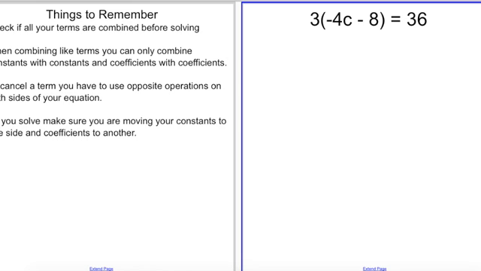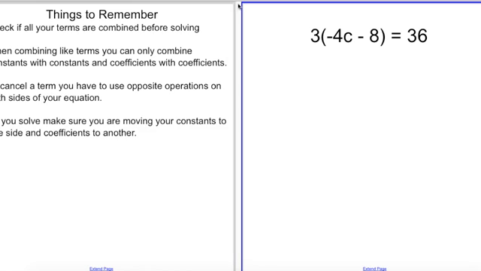Now, in our next example, we do have a distributive property problem. So these follow their own rules. The thing that's most important is you have to remember to distribute the outside value right here. So I'm going to multiply negative 4 times 3 and negative 8 times 3 as well. Negative 4 times negative 3 is going to give me negative 12c minus 24, and that equals 36.